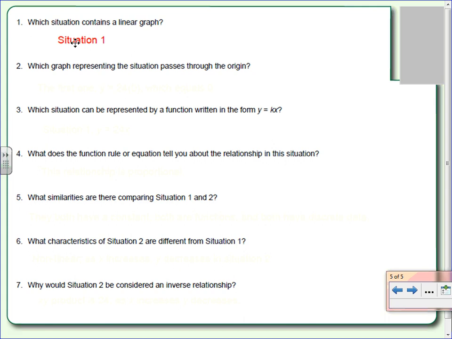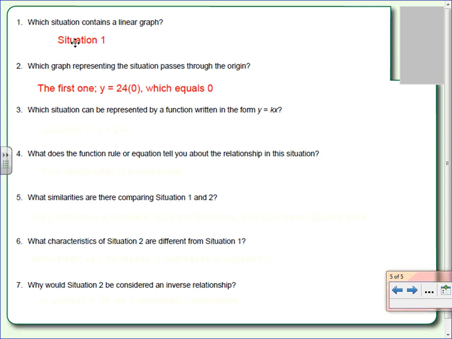Number two wants to know which graph represents a situation that passes through the origin. The origin is (0, 0). Which one of those would go through the origin? Look at your two graphs. Which one of those would also go through the ordered pair (0, 0)? Which one would follow the pattern? Situation one. It's right in the center. Situation 1.